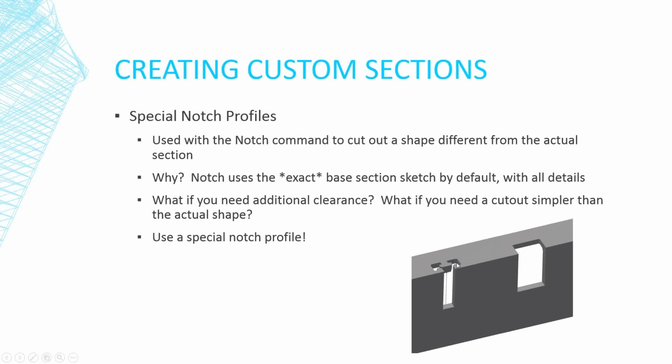Not just for that, but even if the member you're cutting out to cope against is simple, Inventor still does line to line. So if you're going to weld this together, you may need some additional clearance in there. The special notch profile would allow you to introduce that clearance. So they can be very useful.